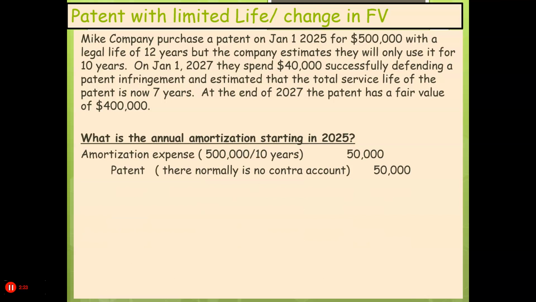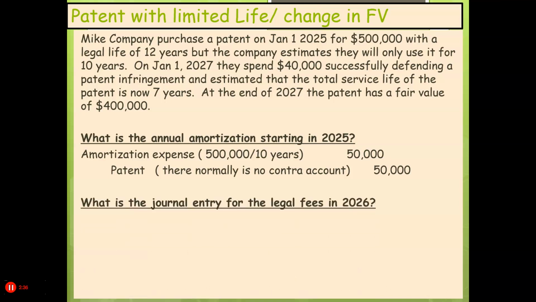So the annual amortization is $50,000. And you notice we don't have a contra account. We directly reduce the intangible asset. There is no contra account. Now, what is the journal entry for the legal fees? It would be patent, cash. Now, what about our amortization?